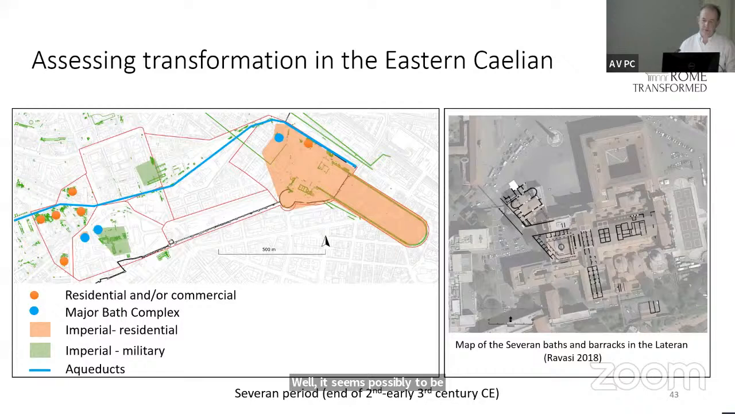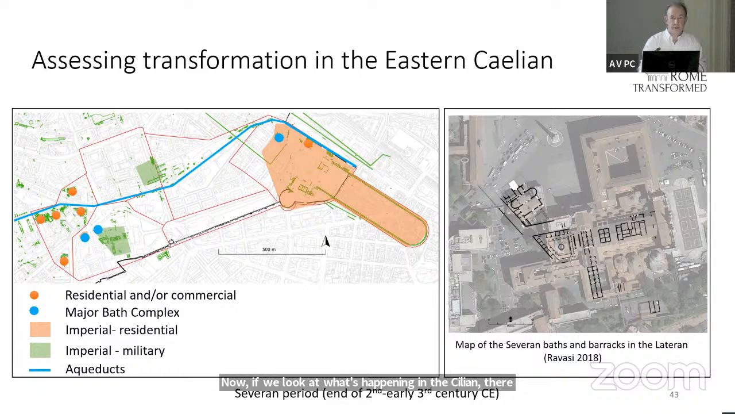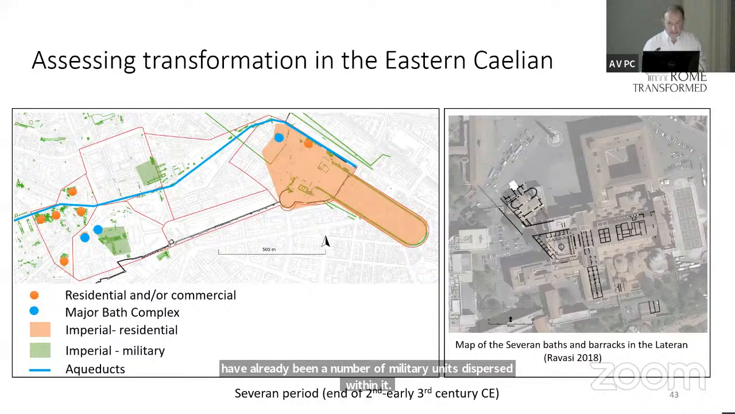And this is one of the big, and I think often under-discussed, transformations of Rome. The Emperor Septimius Severus, you will recall, comes to power at the end of the second century CE on the back of a civil war, and he understands the importance of military force. Now, if we look at what's happening in the Caelian, there have already been a number of military units dispersed within it. It's far enough away from the center for that not to be seen as especially controversial.